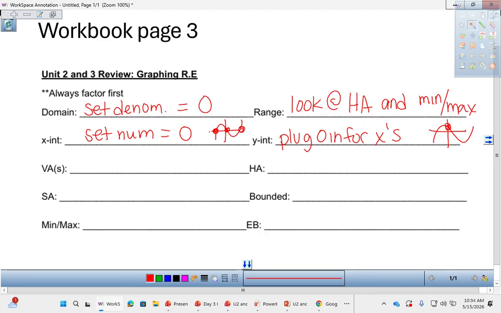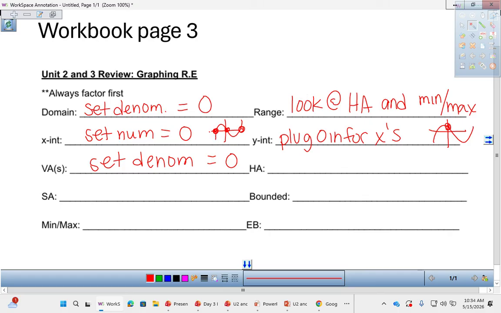The vertical asymptote is the same as the domain. You're going to do the same thing. You're going to set the denominator equal to 0. The vertical asymptote will create that break in the graph, and that's where the domain is coming from as well.